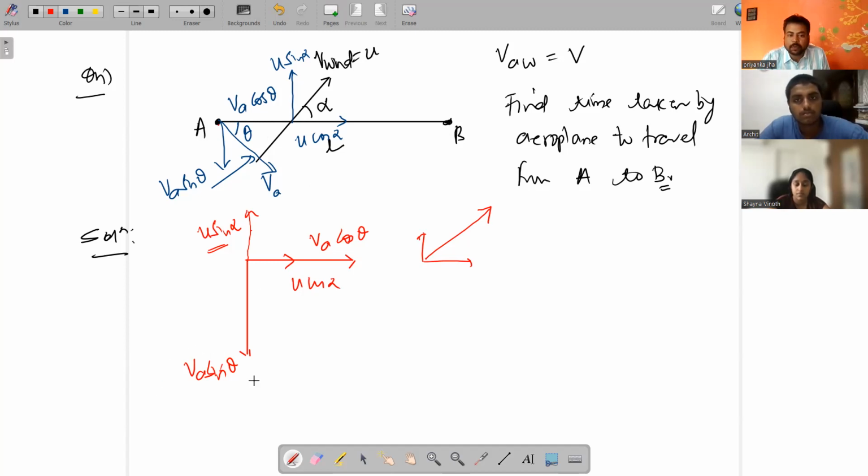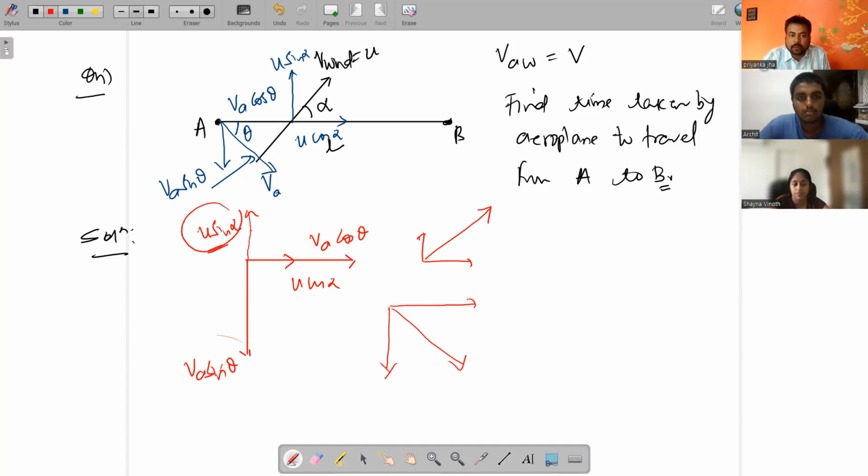But suppose the vertical component of the aeroplane is more than the vertical component of wind, then the resultant velocity will be downward. So this will be the velocity and this is the horizontal velocity. So the resultant velocity will come like this. So again the aeroplane cannot come to point B. It will go somewhere else.